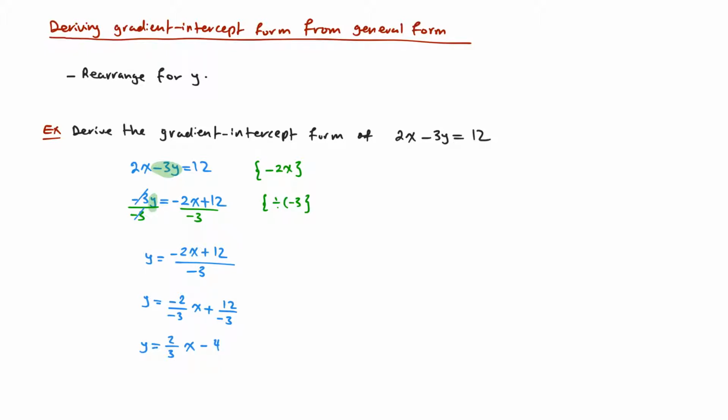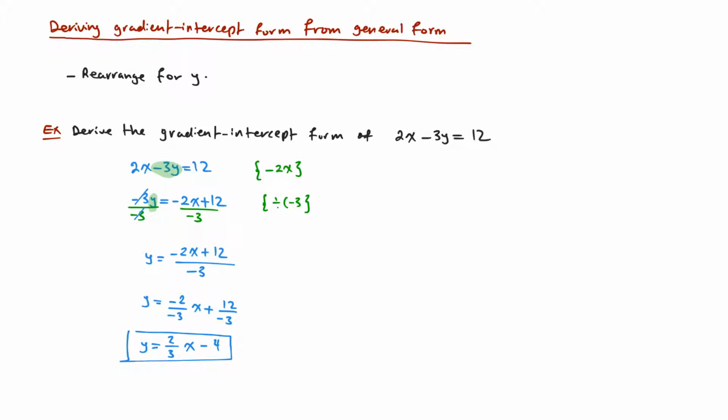So now my equation is in the form of y is equal to mx plus b, where my slope is 2 over 3 and my y-intercept is negative 4, or the coordinate of my y-intercept is 0, negative 4. So this here is your final answer.